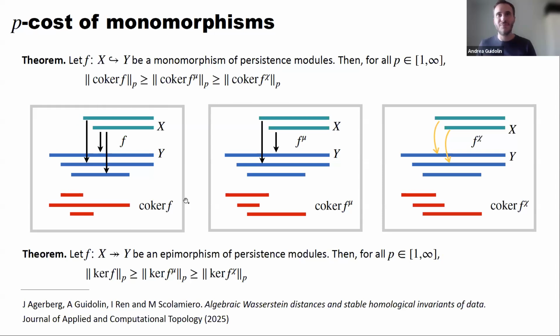We have pictures here. This is the original monomorphism. Here it's simplified, and we have our matching. Basically, we delete this arrow. And here we have the matching by Bauer and Lesnick. And the three co-kernels are displayed. And the claim of the theorem is that the p-norm of this one is larger than the p-norm of this one, which is in turn larger than the p-norm of this one.